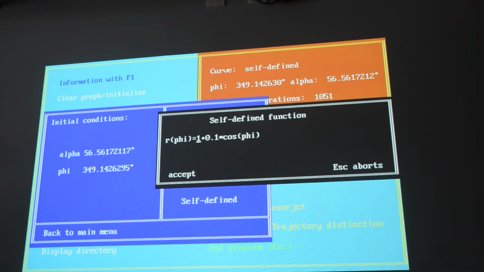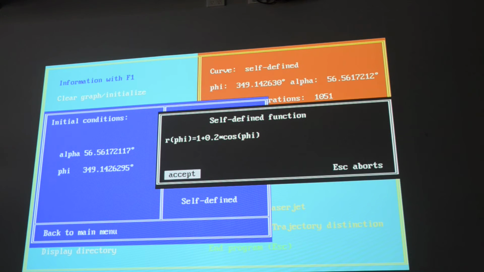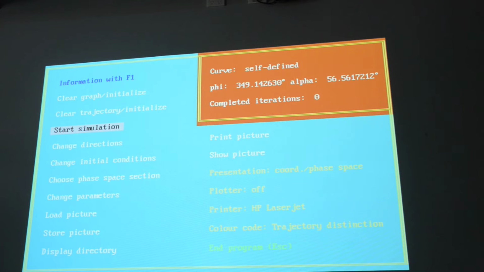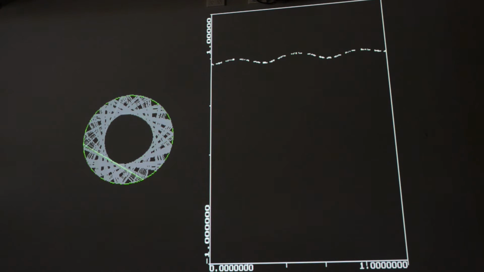Here, this was a circle, 1 plus 0.1 times cosine phi. Now I can perturb it more. I can change that 0.1 to 0.2. And right away I see a very curvy thing. And in fact, it's a curve of islands, and I don't think those islands are going to close up. All right, it's a curve of islands.